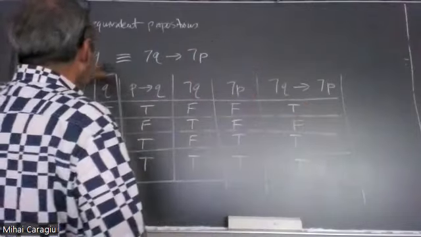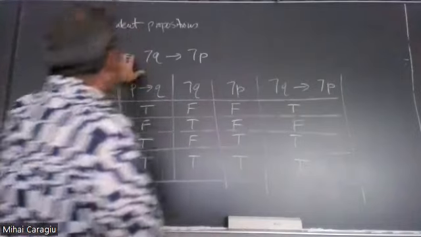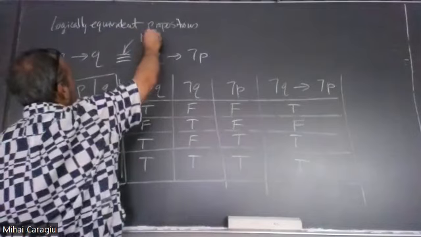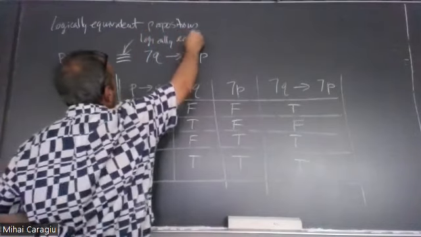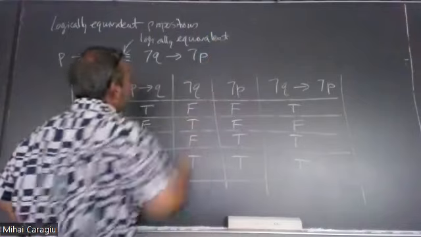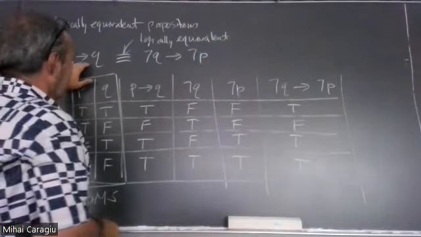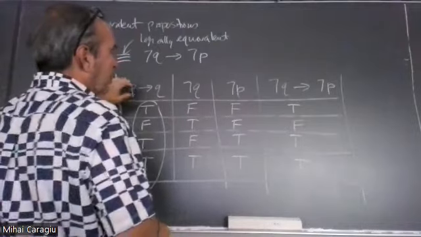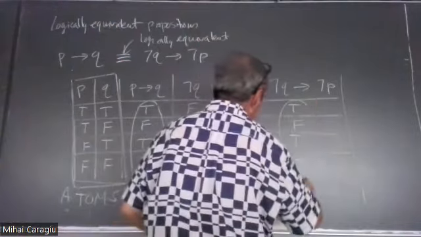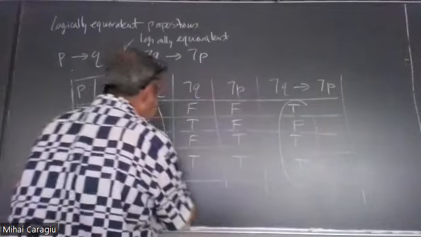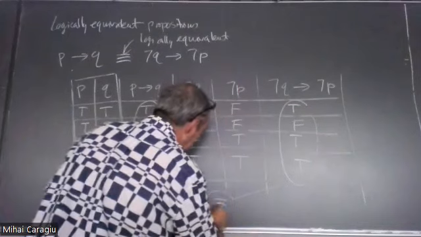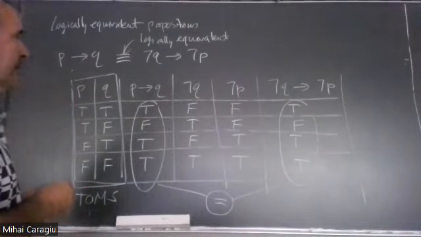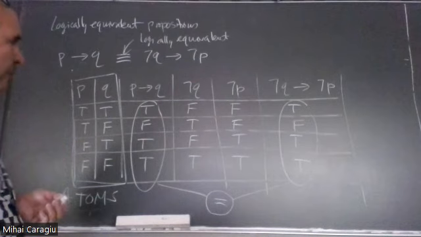Now, we have to prove that the left-hand side and right-hand side are logically equivalent. These three lines here mean logically equivalent. Look at the column of the left-hand side. This one: true, false, true, true. Look at the column of non-Q implies non-P. This is the column. And look at the two columns. If the two columns are equal, the equality of those two columns means the two compound propositions are logically equivalent. So that's one way to prove this.